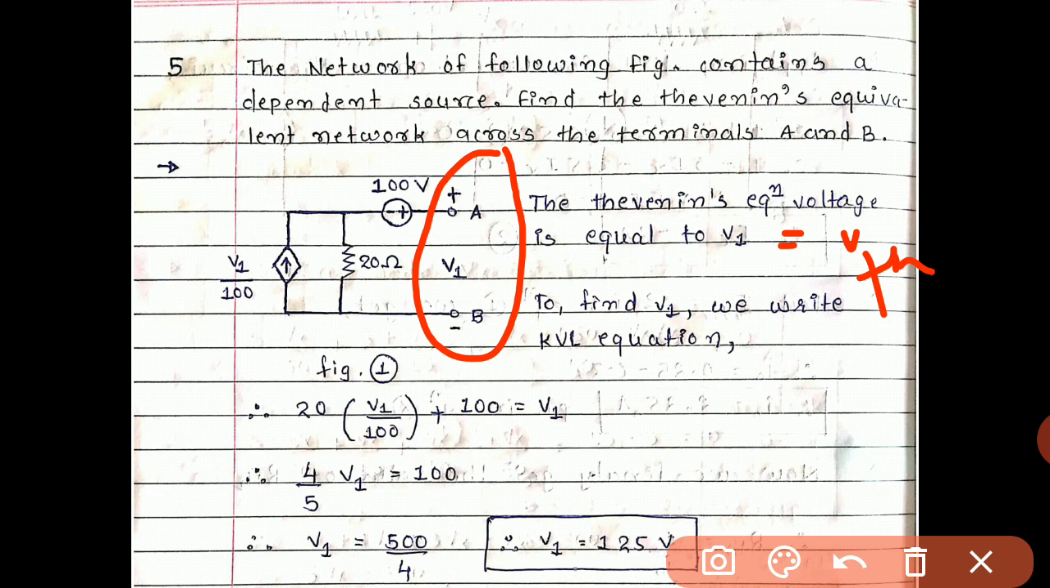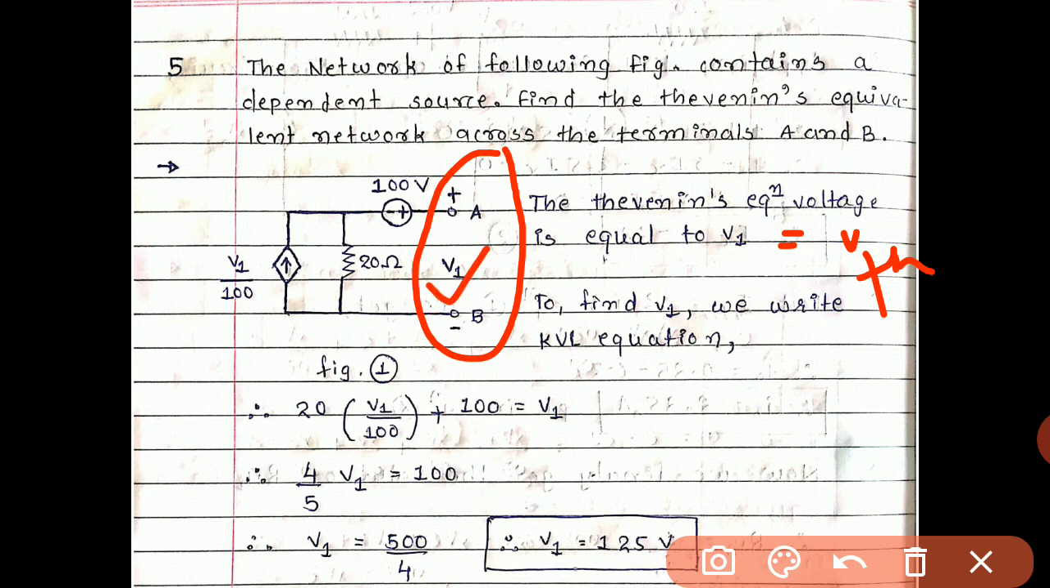Okay, so to find V1 we write the Kirchhoff voltage law equation. If we apply Kirchhoff voltage law in figure 1, we get the equation like this: 20 multiplied by V1 divided by 100, plus 100, which equals V1. So what is the value of V1?